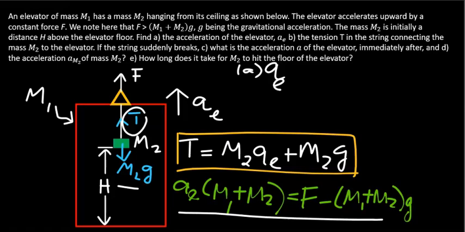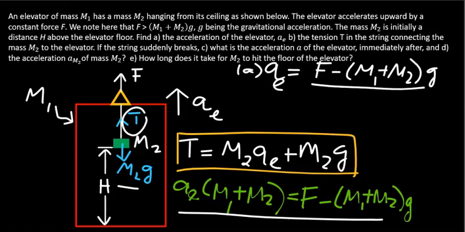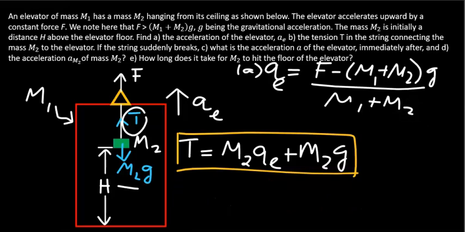So the acceleration of the elevator equals F minus (m1 plus m2) g over (m1 plus m2). So that is the answer for part A. Now for part B, the tension T in the string, that can be obtained by using this expression. Since we know an expression for this, we substitute this in here to solve for the tension.